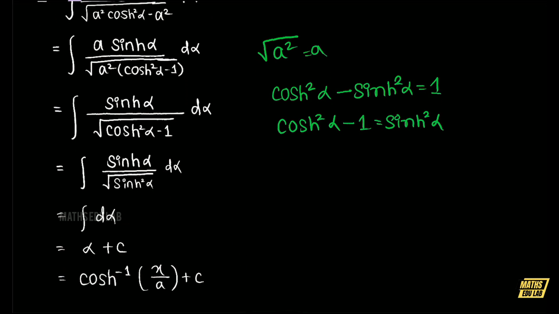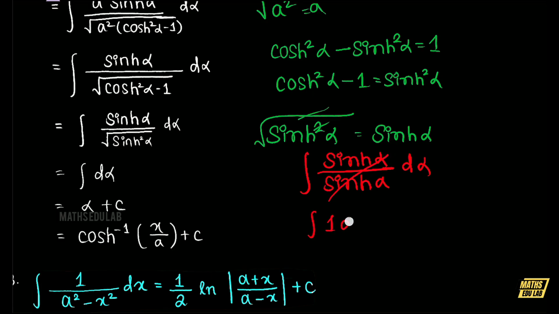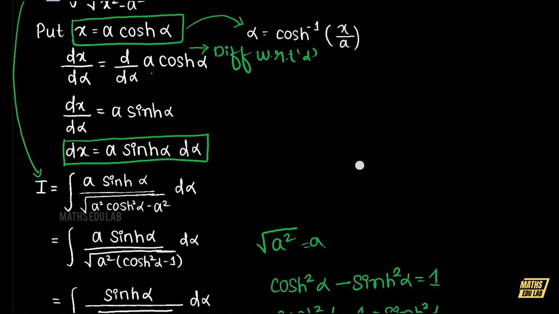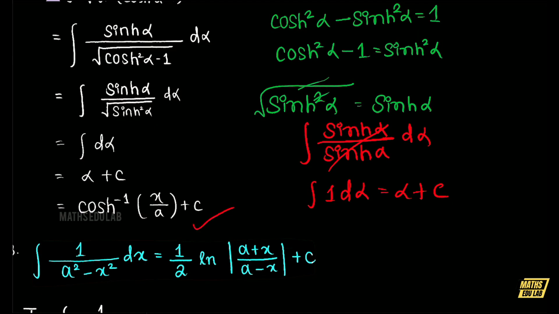So I have to substitute here the value as sin hyperbolic square alpha. Then these two values will get cancelled out, that means root over sin hyperbolic square alpha, so the square and root will get cancelled out and the left out will be sin hyperbolic alpha. Then in the next step I just cancel out the values, that means integration of sin hyperbolic alpha upon sin hyperbolic alpha d alpha. On cancelling I got integration of 1 d alpha, which is alpha plus c, and the alpha value was cos hyperbolic inverse x upon a. So this is what we got, the next formula.